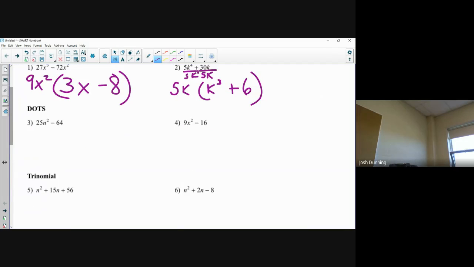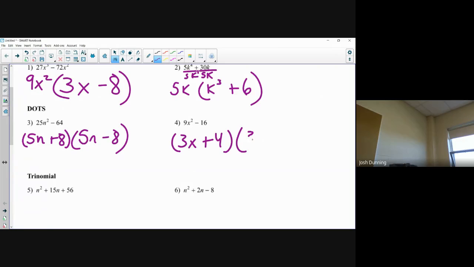Number 3, you know it's difference of squares, 1, because it says it, but 2, you have 2 perfect squares with a minus sign in between them. So square root of 25 is 5n plus 8, 5n minus 8. Number 4, 3x plus 4, 3x minus 4.